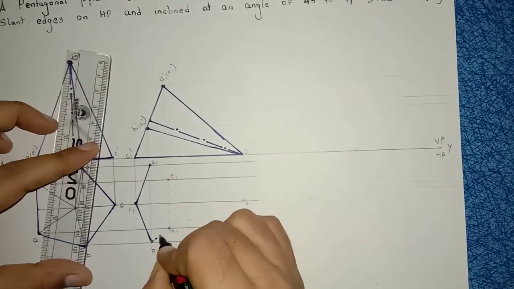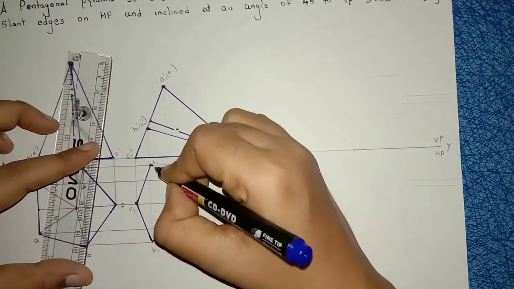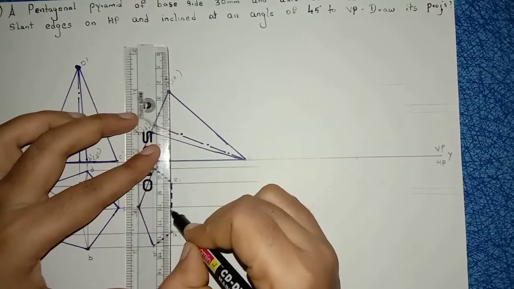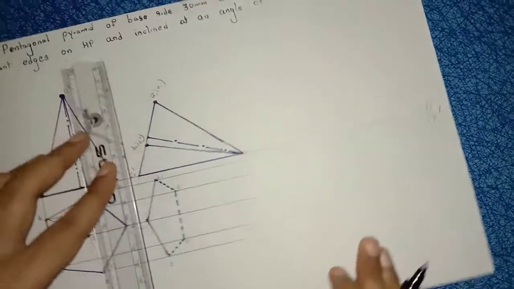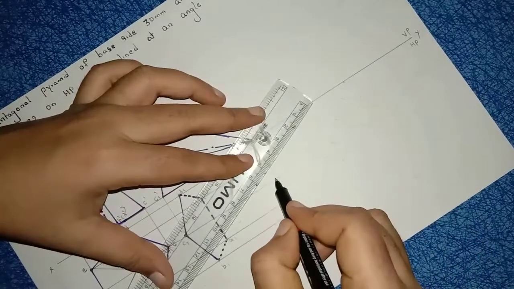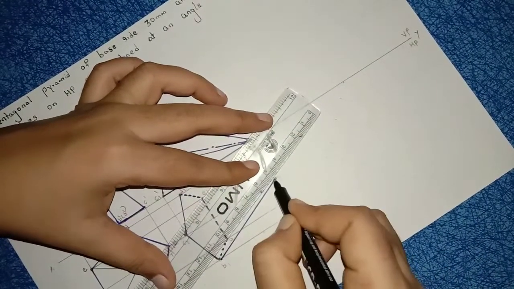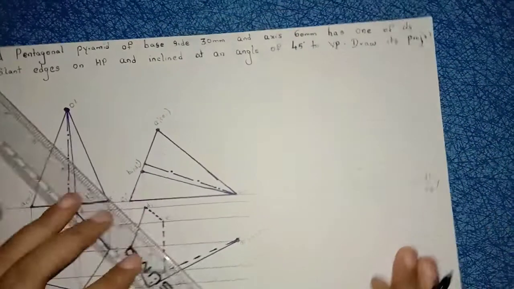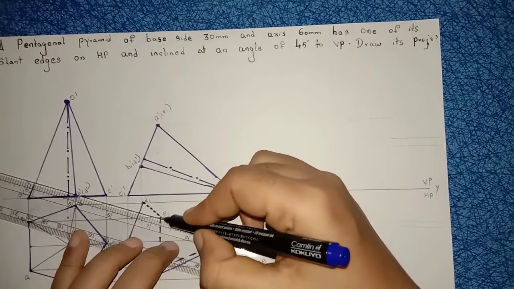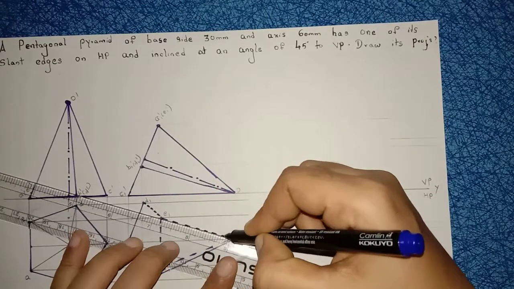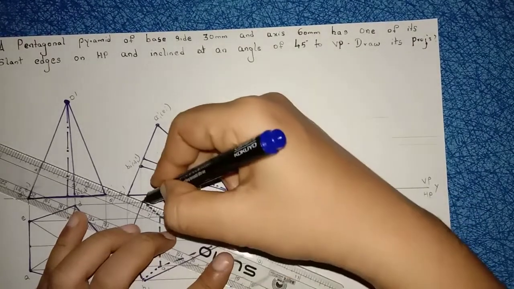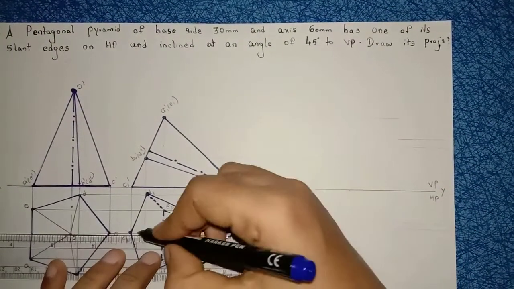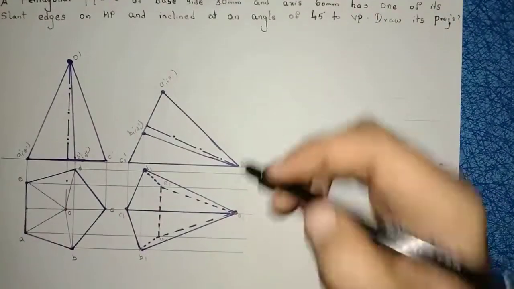Right, so this is your dashed line here, this is your dashed line here. Right, after that join O to B, O to A, O to E, O to D, right, and here O to C. This is your pentagonal pyramid.